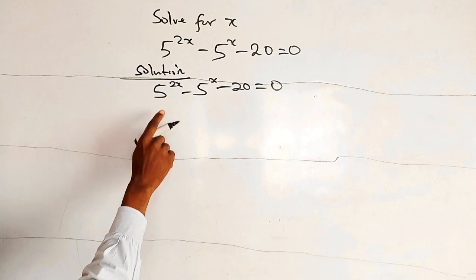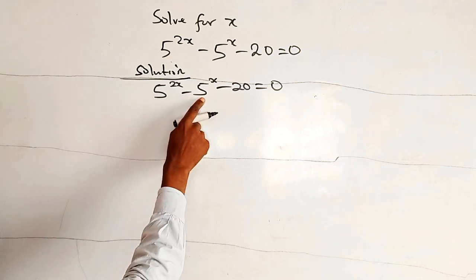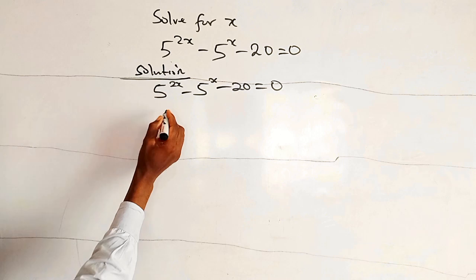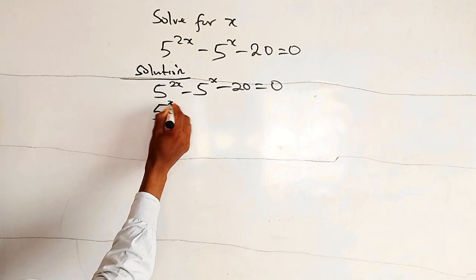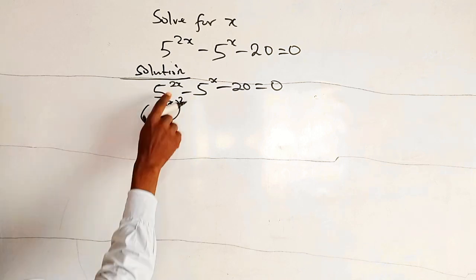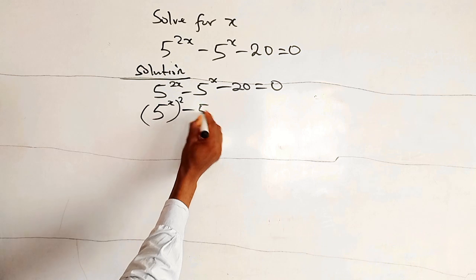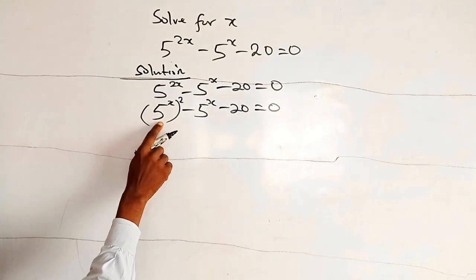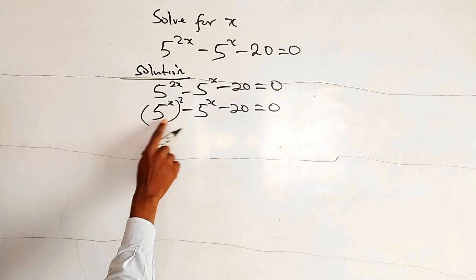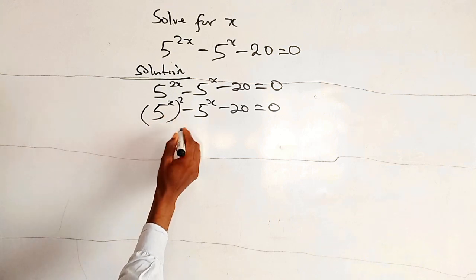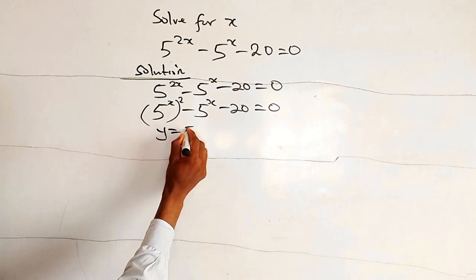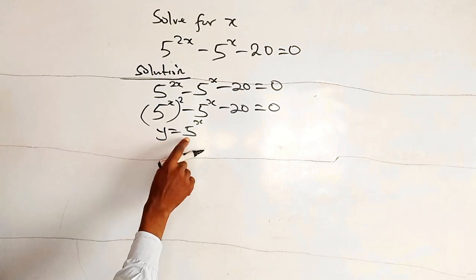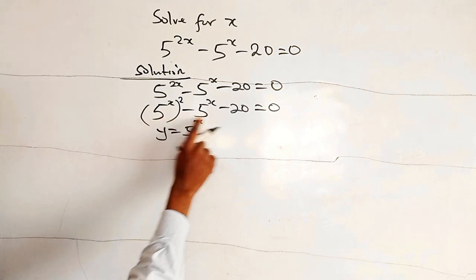Okay, so from here, let's make this have equal exponents. So here we have 5^x to the power 2, minus 5^x minus 20 equals 0. And we can represent this with a letter of the alphabet. Let's say y to be 5^x. So we substitute back y equals 5^x in this equation.